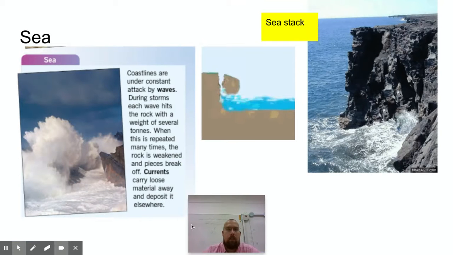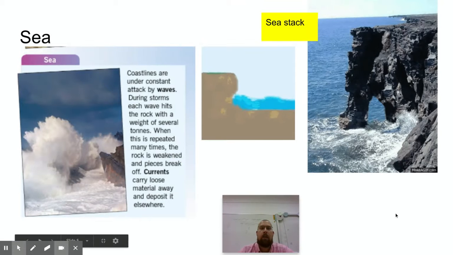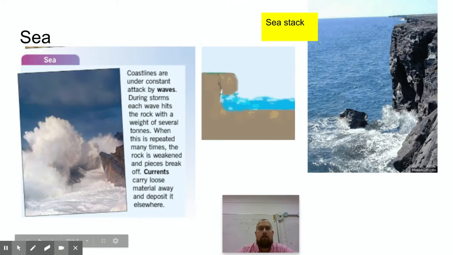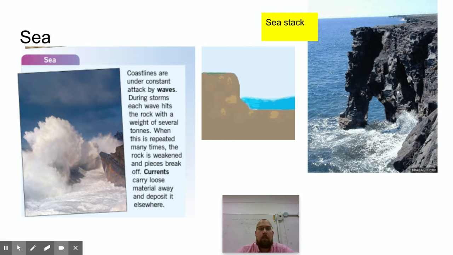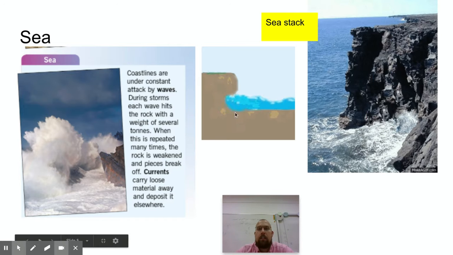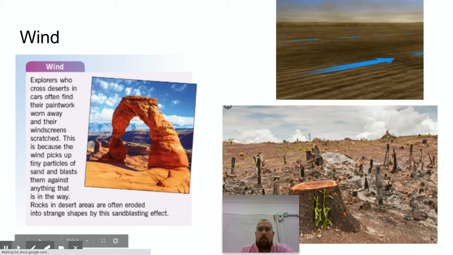The sea. Coastlines are under constant attack by waves. During a storm, each wave hits the rock with a weight of several tons. When it is repeated many times, the rock is weakened and pieces break off. Currents carry loose material away and deposit it elsewhere. This is what we see in these different pictures, right? We can easily see it in these small videos.